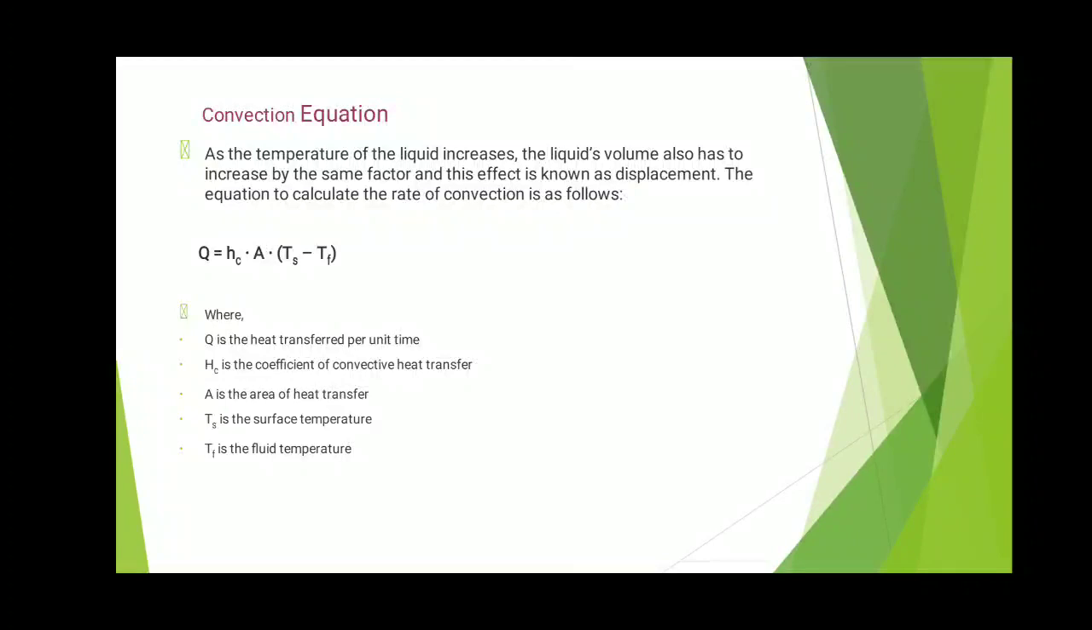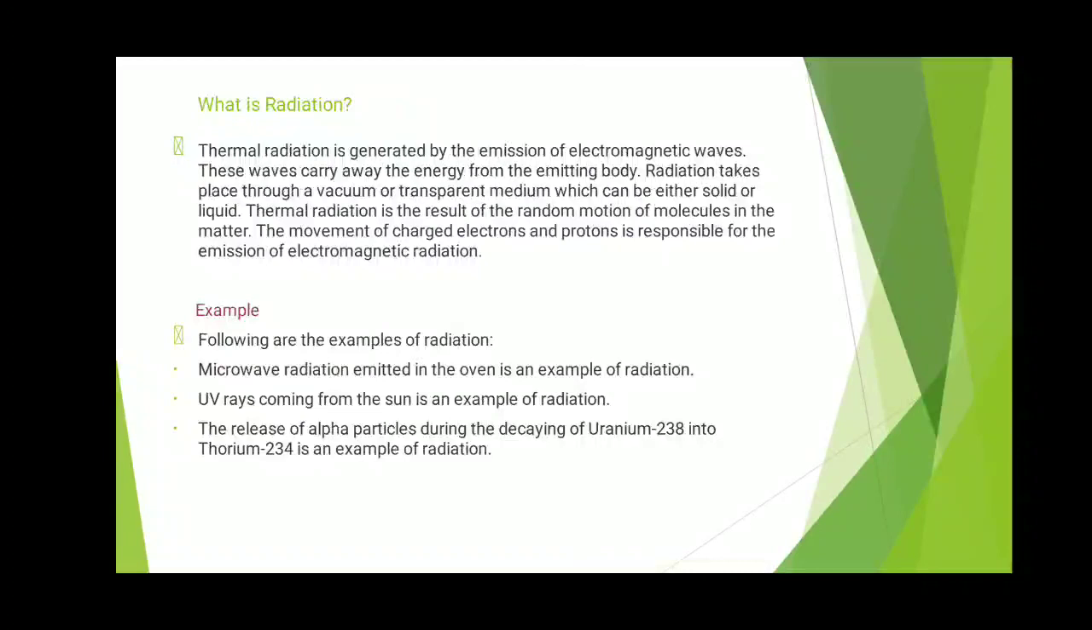Now, let's move to the third method of heat transfer, that is radiation. What is radiation? Radiation is the energy that comes from a source and travels through space. This energy has an electric field and a magnetic field associated with it and has wave-like properties.